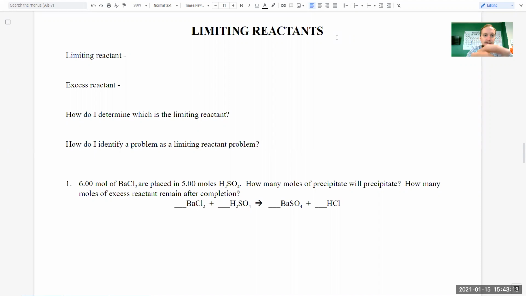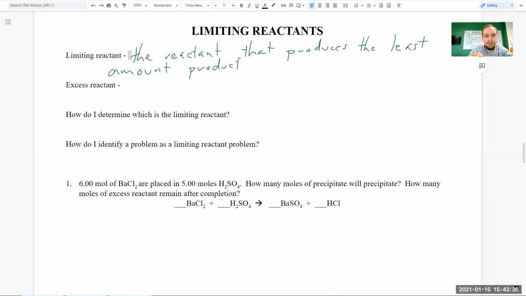Now, a limiting reactant is the reactant, and again, as you guys know, a reactant is on the left side of the table, that produces the least amount of product. And why is that? Because in a chemical reaction, if you were to have, say, an infinite number of reactants, then the reaction, in theory, would go on forever. That's not exactly the case, but for now, that makes sense, right? If you had enough reactants, then the reaction should be able to go on pretty much forever.